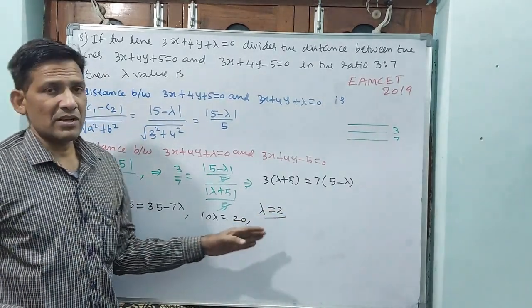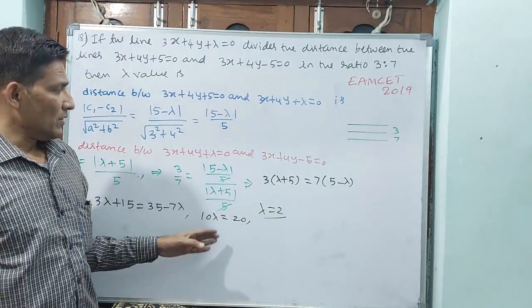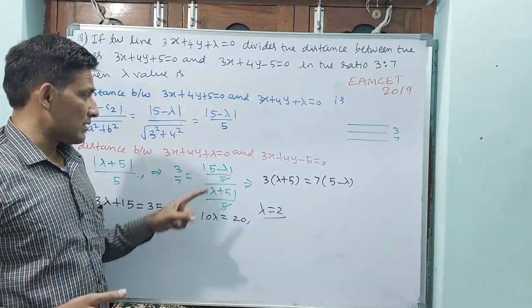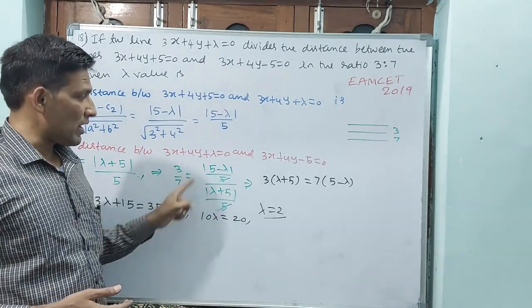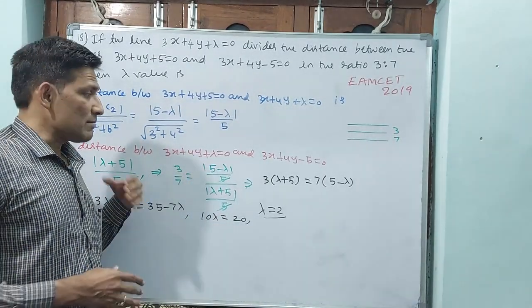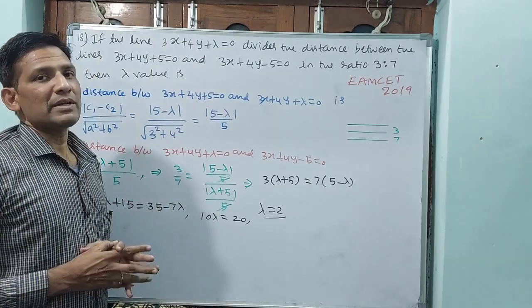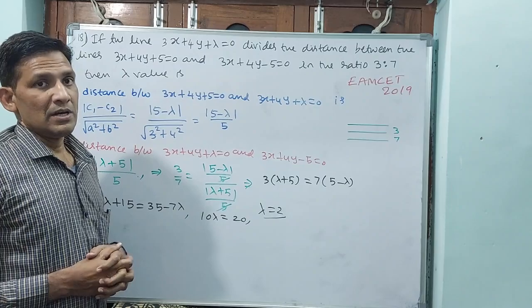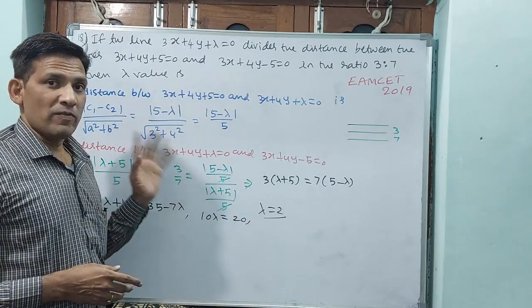It depends on the answer. If you do like this and you don't find the answer, why? Because sometimes we may have to square it also. That time, plus or minus will come, and it is going to become cumbersome. If you want the simplest form, this one is the correct one. But if the answer doesn't match, then you have to go for the cumbersome one.